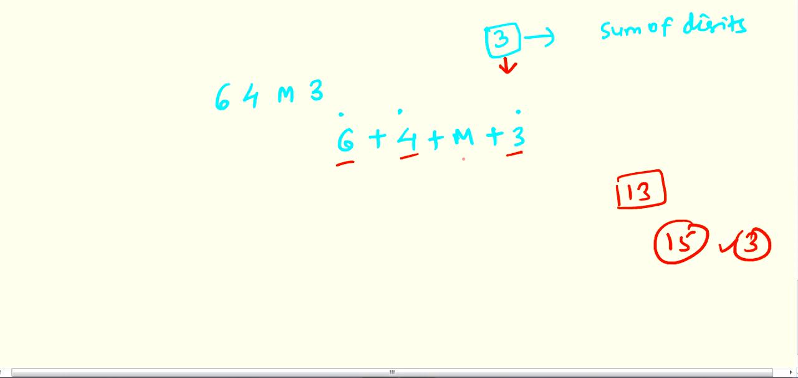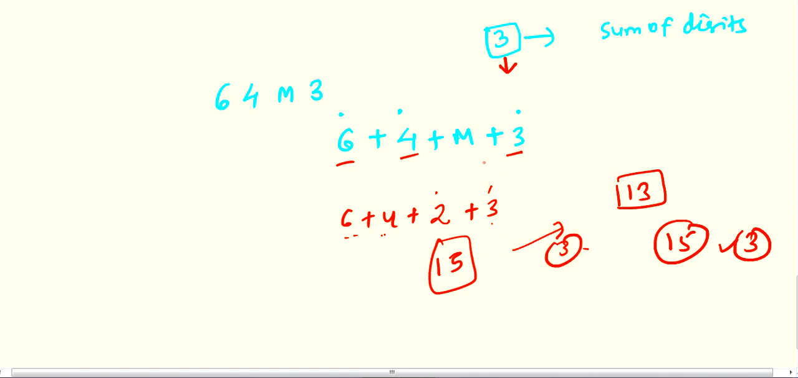So that means if I will take m as 1, so I will get 6 plus 4 10, 10 plus 1 11, 11 plus 3 14. 14 is not divisible by 3, so I can't take 1 as a value of m. So now I will take 2. 6 plus 4 10, 10 plus 2 12, 12 plus 3 15. 15 is exactly divisible by 3. So yes, the possible value of m is 2 for this question. In this way you have to solve other two questions.